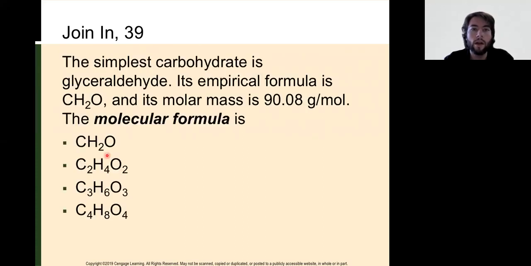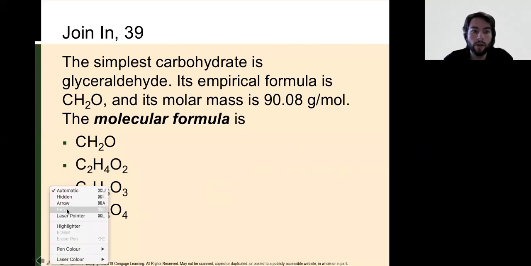Okay. Then the next question is the simplest carbohydrate, glyceraldehyde. Its empirical formula is CH2O, and its molar mass is 90.08 grams per mole. The molecular formula will be what? So take a moment to think about this, and we're going to be using some of the techniques that we've learned in this session. Okay, pause if you need more time, otherwise we'll be carrying on very soon.